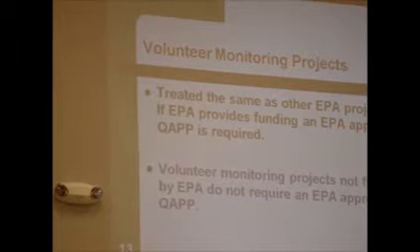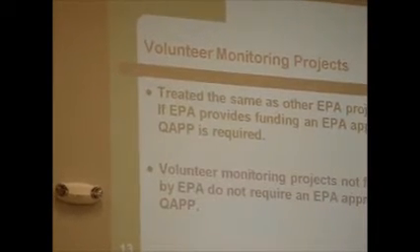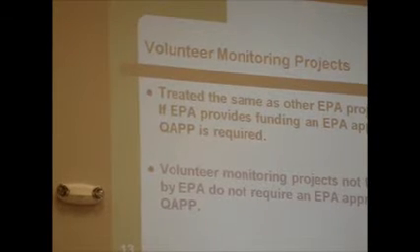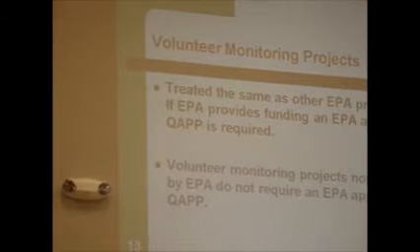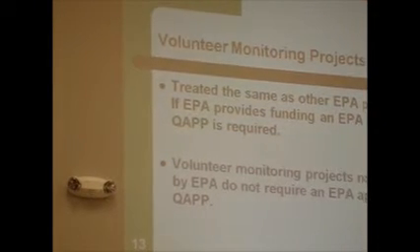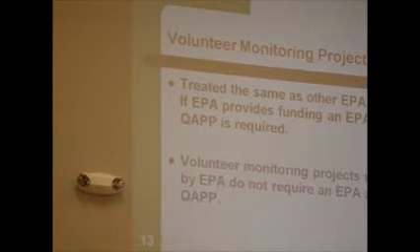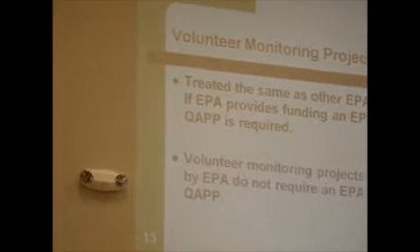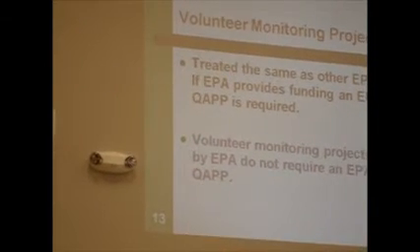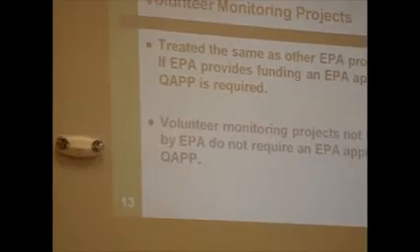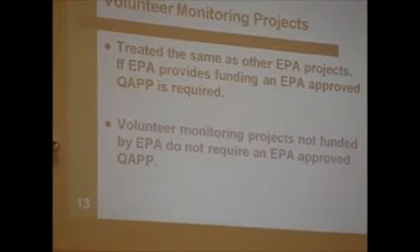Next slide. Okay, volunteer monitoring projects. These are treated the same as other EPA projects, so while it's called a volunteer monitoring project, a lot of times EPA is funding projects where volunteers are used. So if we're funding your project, even though you're using volunteers, you're going to need to do a quality assurance project plan. If EPA is not funding your project and you're using volunteers, then you wouldn't need to have an EPA-approved QAPP. However, once again, we are highly recommending that you follow this process.